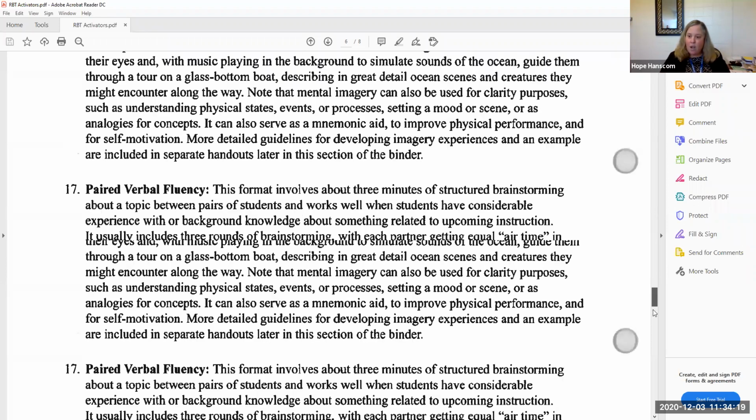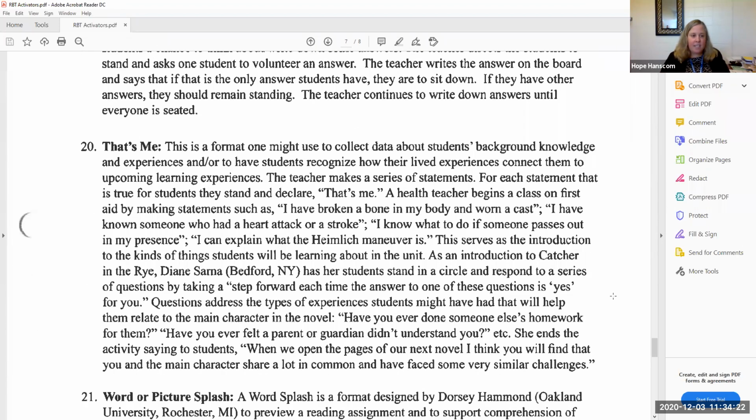And then 20, which is "That's me." I think some of us have done this one before in person, but I was thinking for COVID land, you could use "That's me" with either the chat where people could put a Y or an N, or just thumbs up, thumbs down, or the hand raise or whatever. But I was looking particularly at this health teacher example where they're going to start working on first aid. The health teacher is starting with, "I've broken a bone in my body and worn a cast." These are engaging ways to start the conversation, but it's also leading kids towards the content that you're going to be presenting.